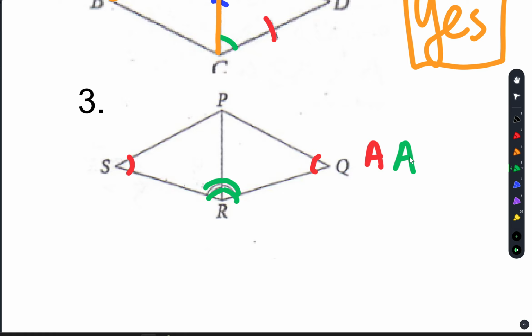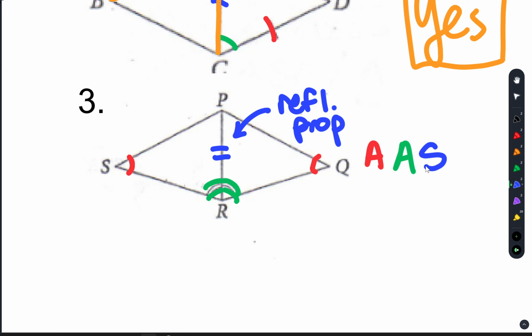Just like we did before in number 1, what was that hidden piece we had to look for? Yeah, the middle line. It's congruent to itself. That's reflexive again. Super common. We find reflexive stuff all the time.